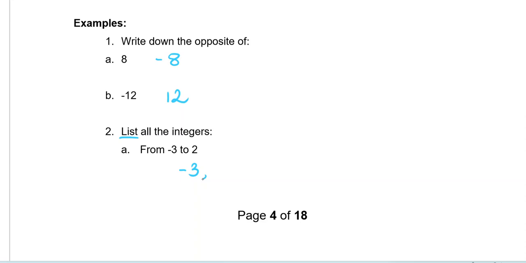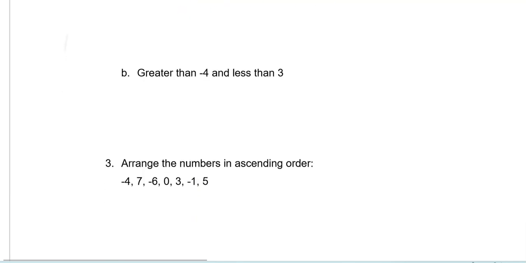The next integer is minus 2, so comma, minus 2. Then comma, next one is minus 1, comma, 0, comma, 1, comma, 2. So from the minus 3 all the way up to the 2, I've got all the integers, which means whole numbers that are in between that. Okay, on the next page.